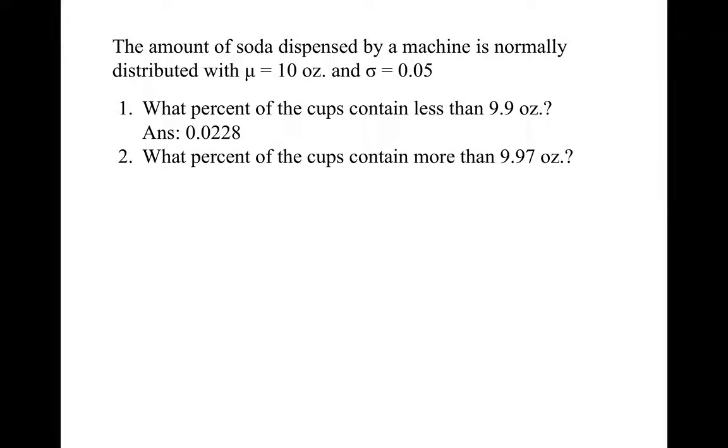All right, so the probability of being above 9.97, the command is going to be normal CDF. The lower bound is 9.97. The upper bound is just a number that's really, really large compared to the values that are in this distribution. And then the mean is 10 and the standard deviation is 0.05, and you should end up with about 72%.